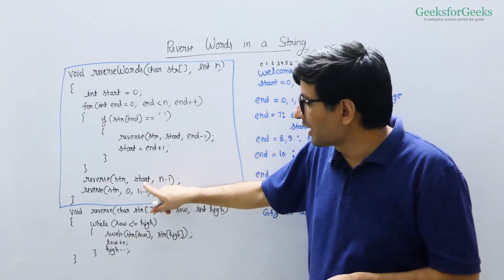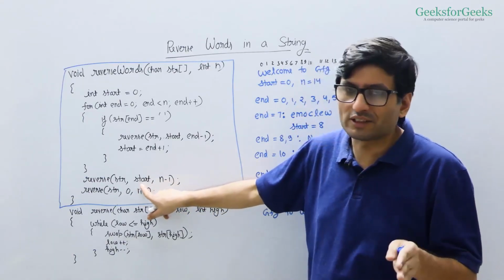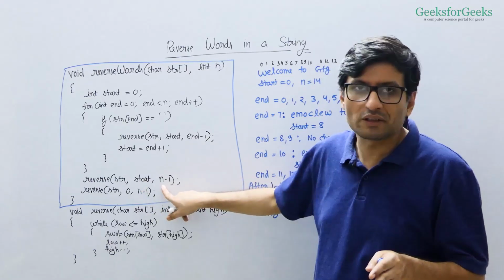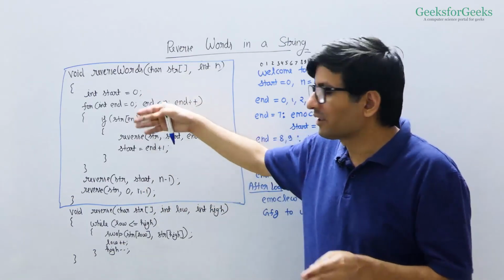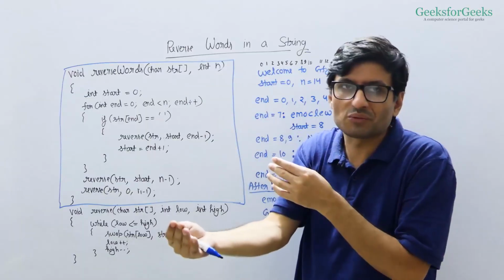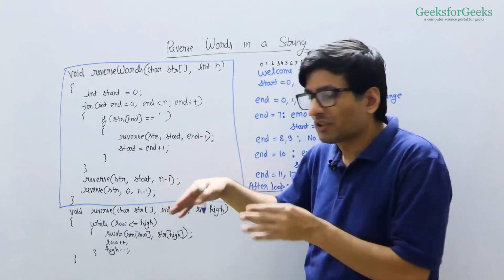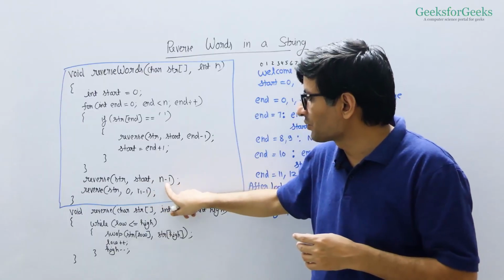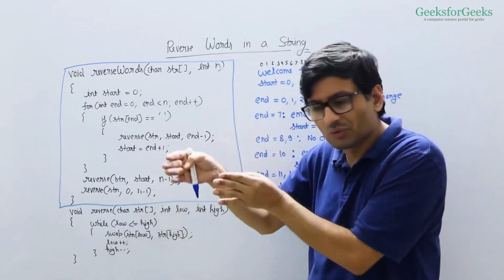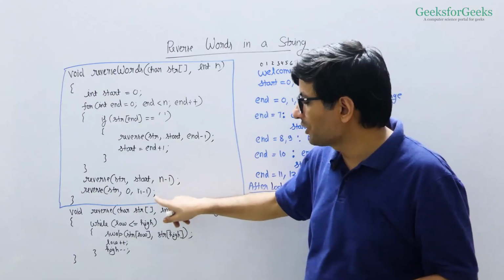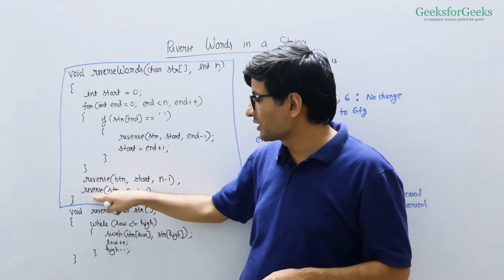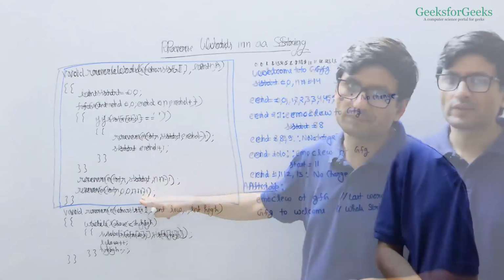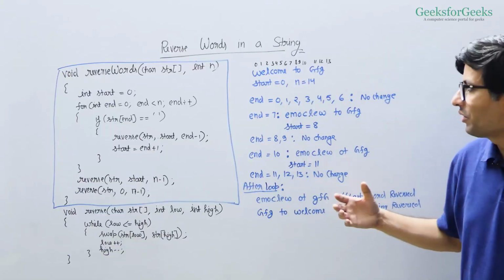We reverse the last word. We know that the last word would exist from start to n -1, right? The start that we set up here, which is after the previous word that we reversed, from that point to n -1, we have the last word. Now we reverse the last word, and after reversing the last word, this is simple code for reversing the whole string. Here is a dry run of this code.